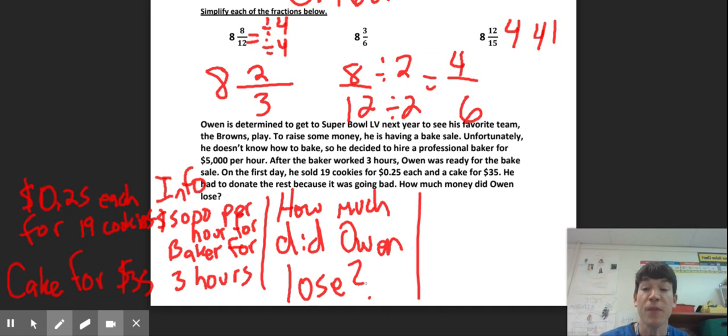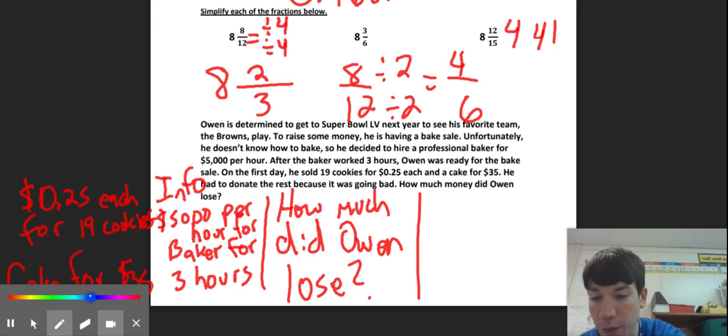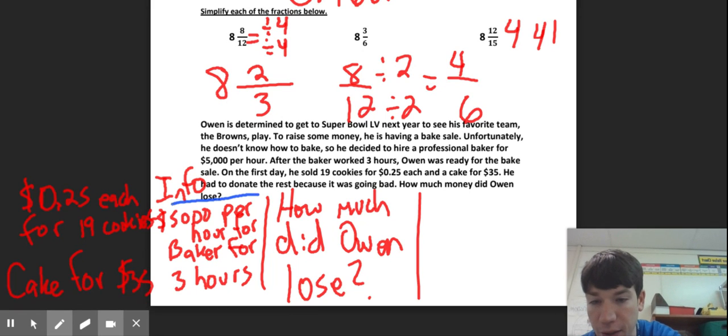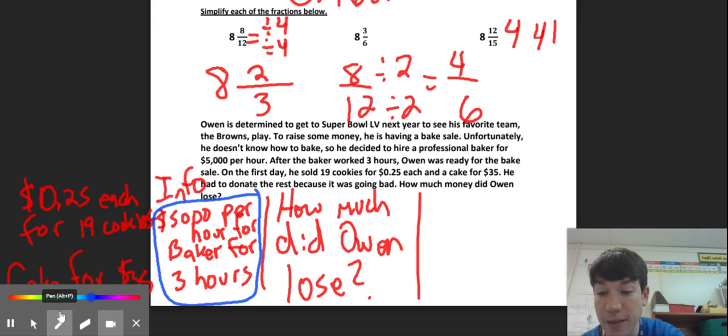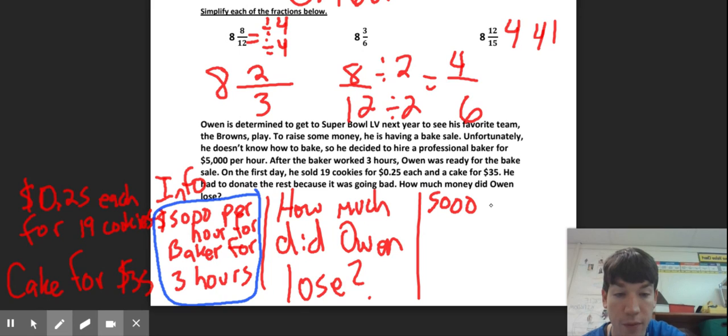So first off, when we're thinking about how much did he lose, we're thinking about first what did he spend and what did he earn. Well, what he spent was this part over here where we see $5,000 per hour, and he did that for 3 hours. So in that case, I'm taking 5,000 and multiplying it by 3 because he paid for that for 3 hours, for a total of 5,000, 5,000, and 5,000, for a total of 15,000.